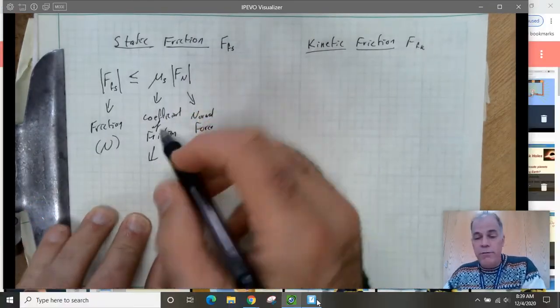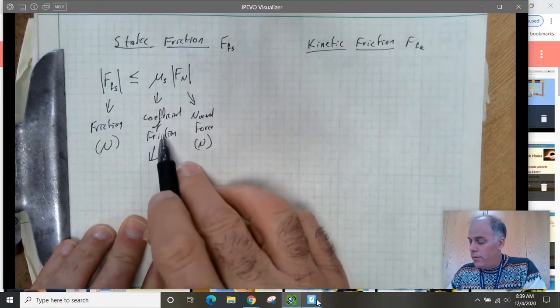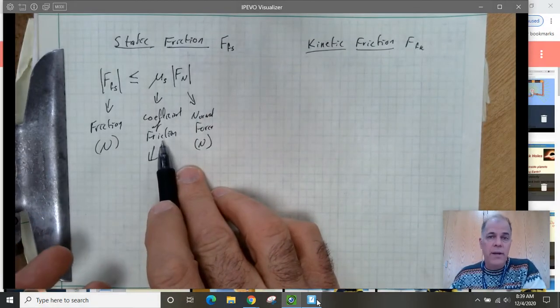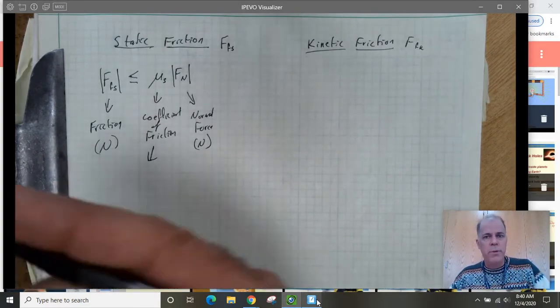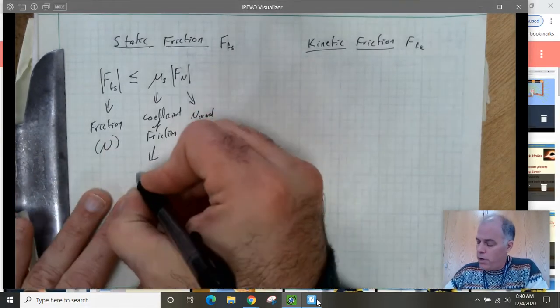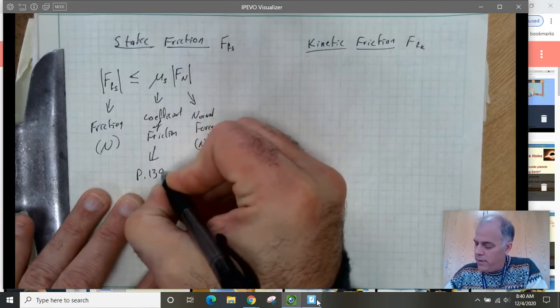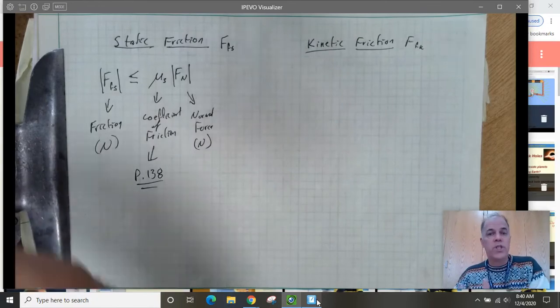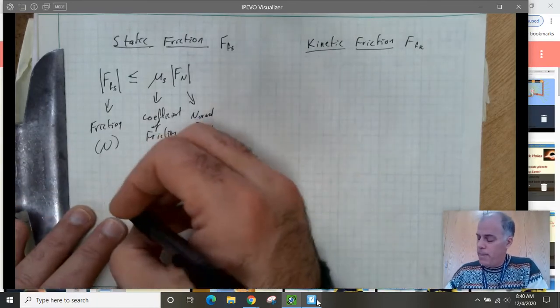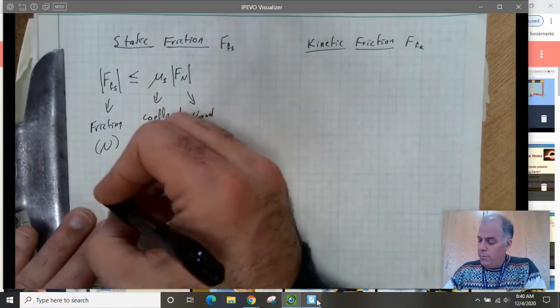Okay, so the coefficient of friction, like I said, it's different for every pair of substances that are in contact. You need to do an experiment to determine what it is. But in your book on page 138, there's a small table with a few coefficient of frictions which come up in your homework problems. Okay, table.